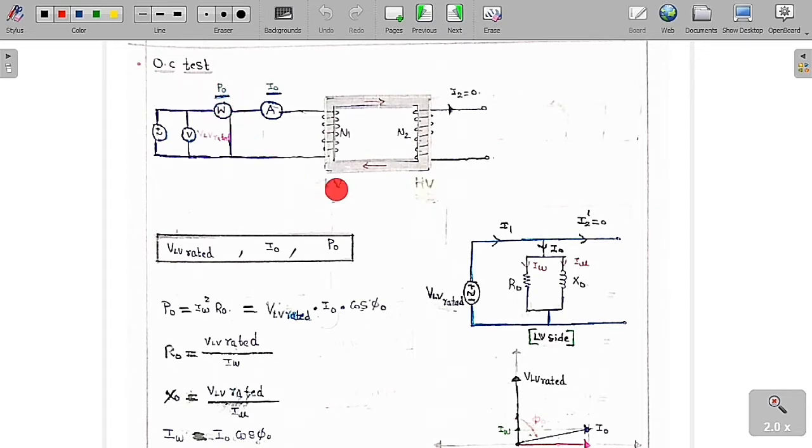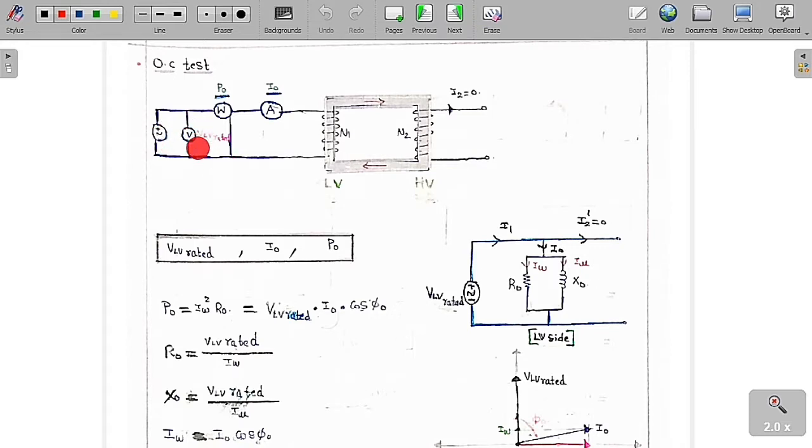The LV winding has a small rated voltage when compared to the HV winding. So we prefer to give a low amount of rated voltage, and therefore we prefer to apply it on the LV side. The HV side is open circuited and on the LV side we supply a rated voltage of low value. So this is the supply voltage we are going to give.